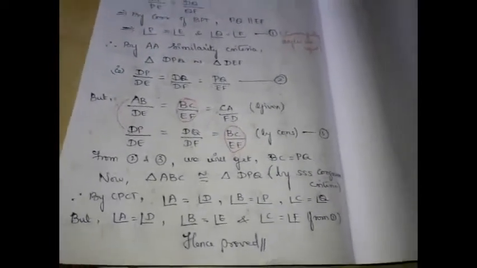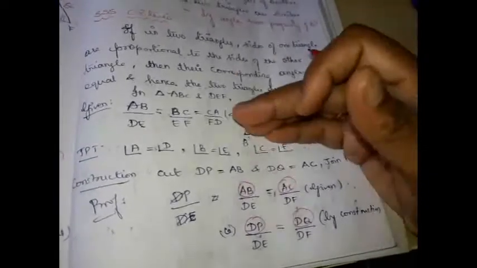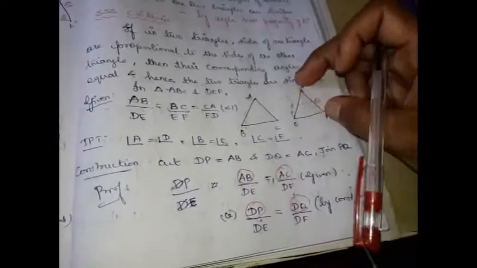I repeat what we did. Initially you may feel it confusing, but it's a very easy proof. What we did: the same way we have assumed a PQ, we have drawn PQ. Then we started from the given question. Instead of AB and AC, we replaced them by DP and PQ. Now we got DP by DE equals DQ by DF.